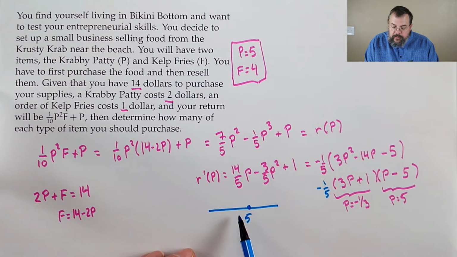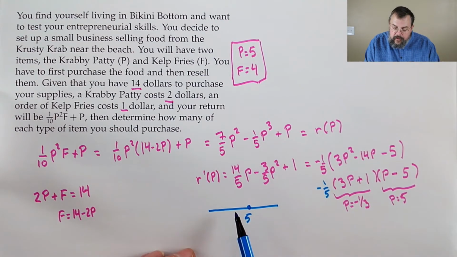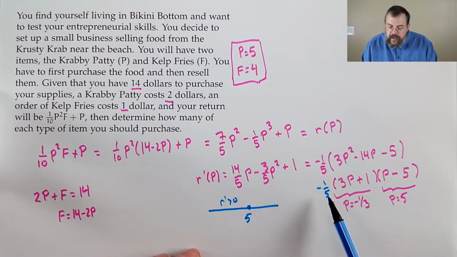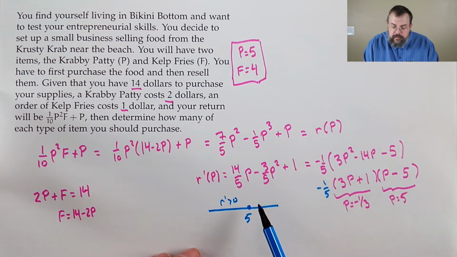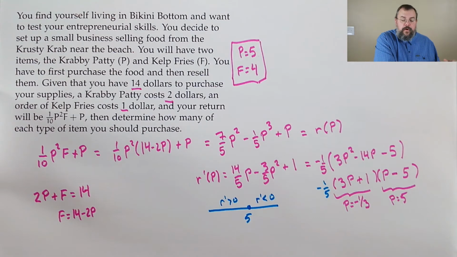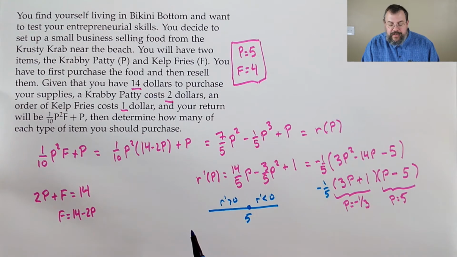Well, if I plug in 4, what do I see? I see a negative, a positive, and a negative. And so that says that R prime is positive, which means that if I buy less than 5 patties, I'm better off buying more because I'm increasing before 5. If I plug in something after 5, say like 6, I'll see a negative, positive, and a positive, which means that my R prime is negative, which means that after 5, I'm getting a worse return on my investment. So if I'm trying to maximize my R of P function, which I do, then I should choose 5. So 5 is where I should invest.